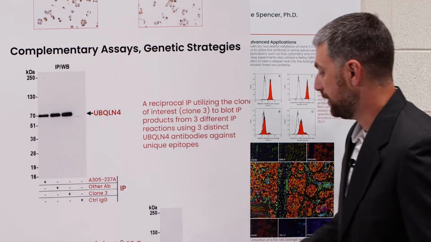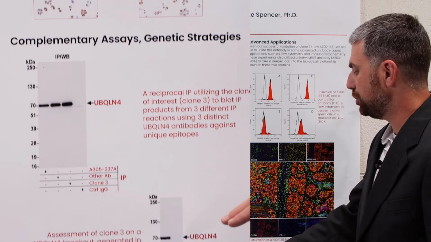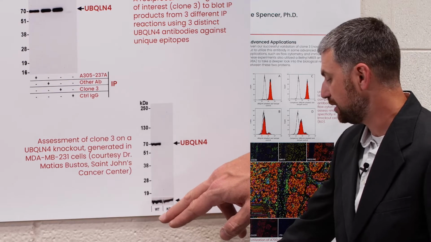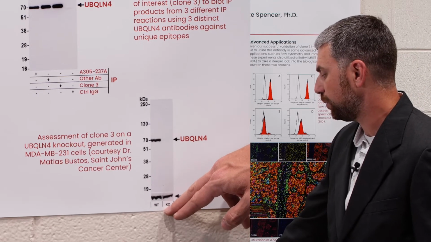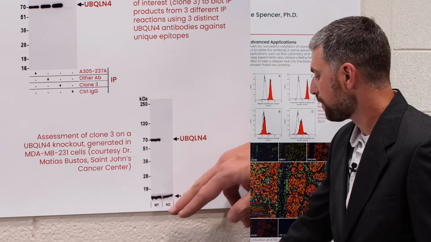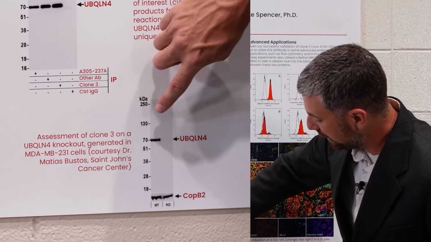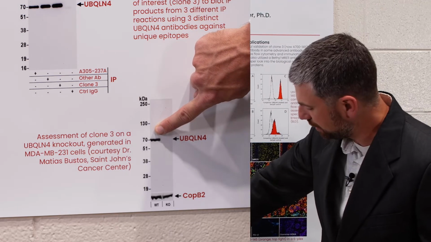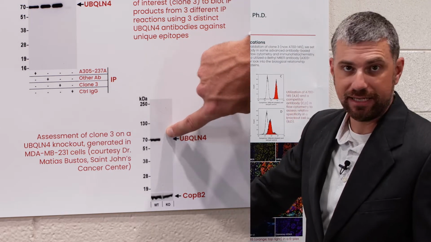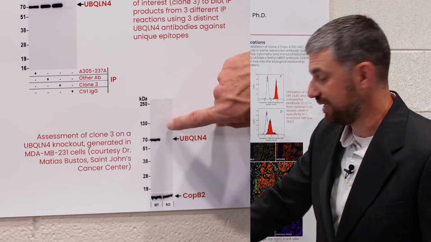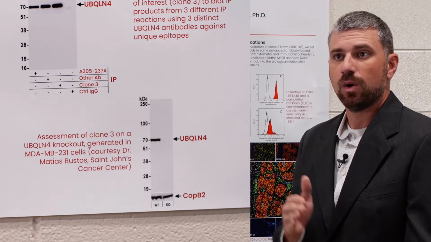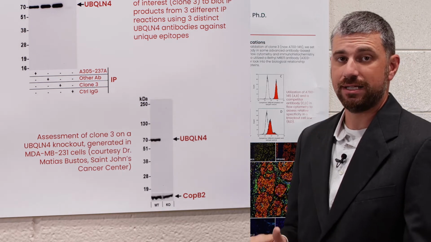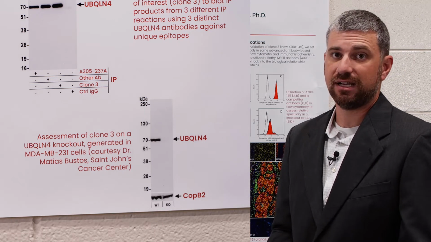and this checks off the complementary assays pillar. And then as we move down here to the genetic strategies pillar, we have a wild type cell line and a knockout cell line that was provided by one of our collaborators. And you can see again very plainly here that we have a very strong band in the wild type lane and a very blank lane in the knockout cell line. So this again gives us confidence that what ultimately became A700-145 is on target and binding to UBQLN4 very, very specifically.